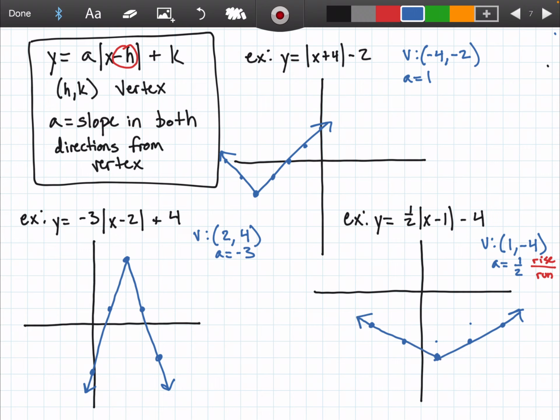And that's how we graph absolute value. And I'm trying to think if you need anything else for today. And I don't think you do. Nice.